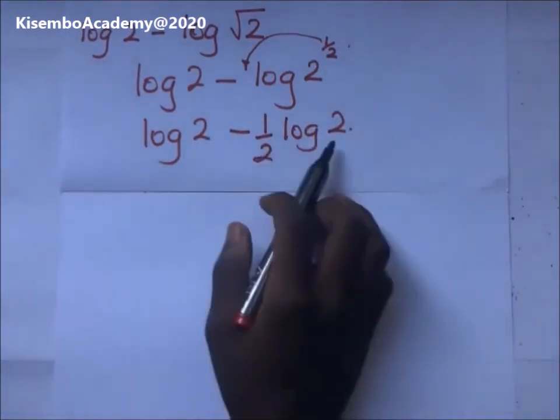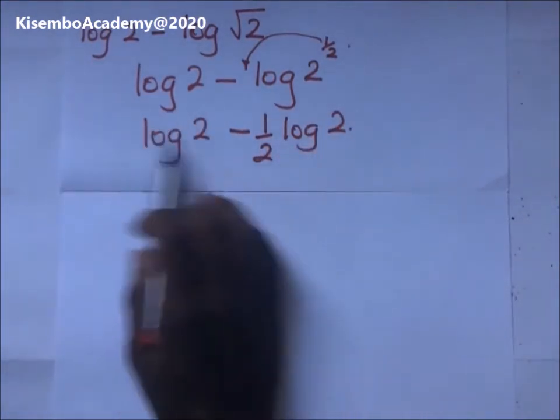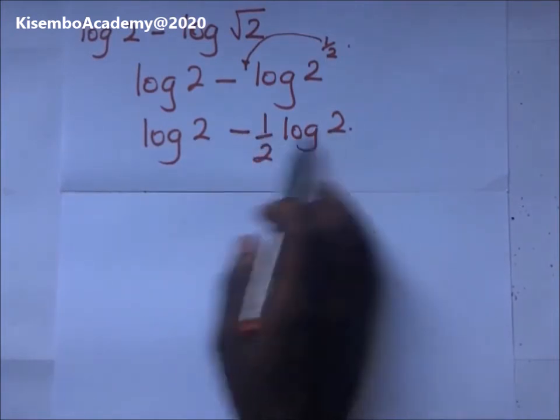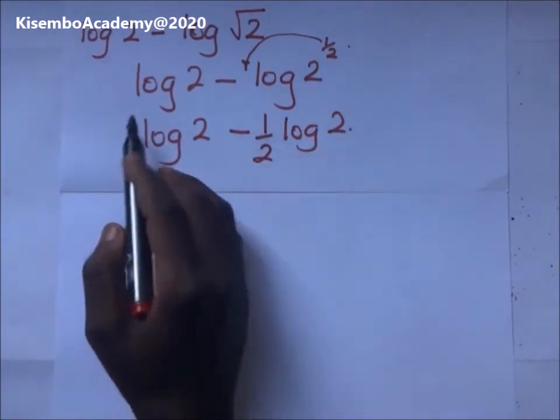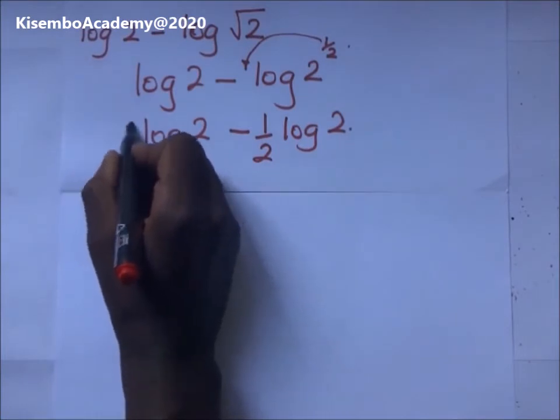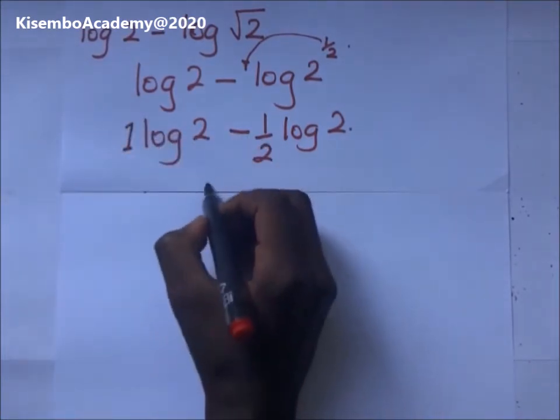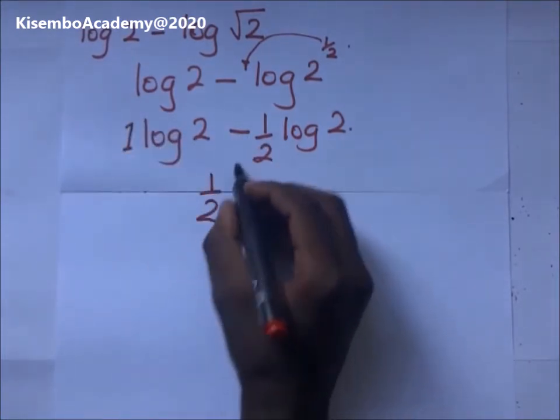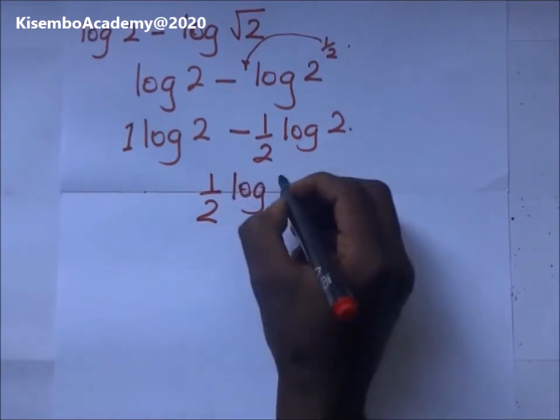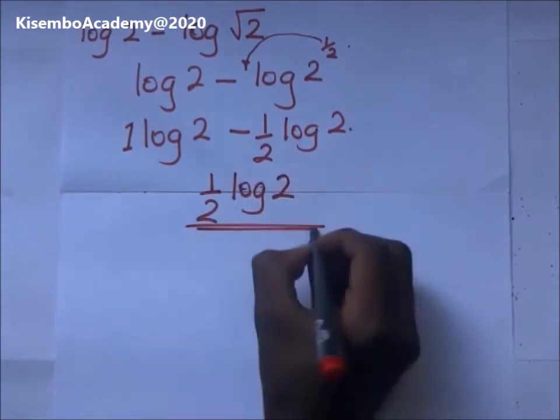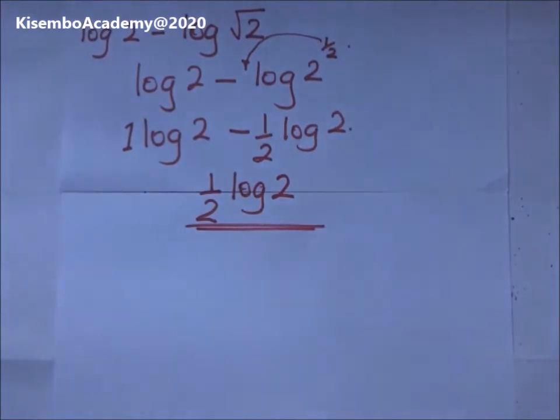Now log of 2 minus a half log 2 is like saying x minus a half x, and of course here the coefficient of this log is 1. So 1 minus a half will give you a half times the logarithm of 2 as the answer. It gives us the same answer as we got in the first method.